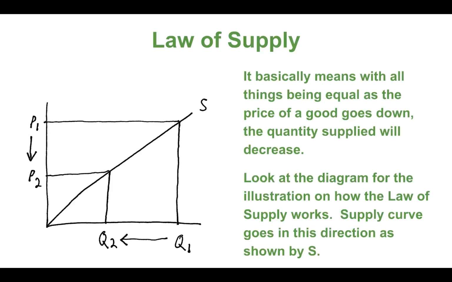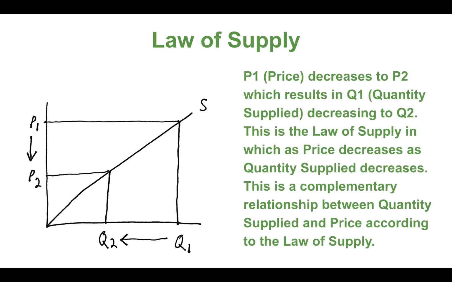It basically means with all things being equal, as the price of the good in this example goes down, the quantity supplied will decrease as well. And again, as I just stated, P1 decreases to P2, resulting in Q1 decreasing to Q2. So we see right there, price decreases, quantity supplied decreases. Again, a complementary relationship between quantity supplied and the price according to the law of supply.